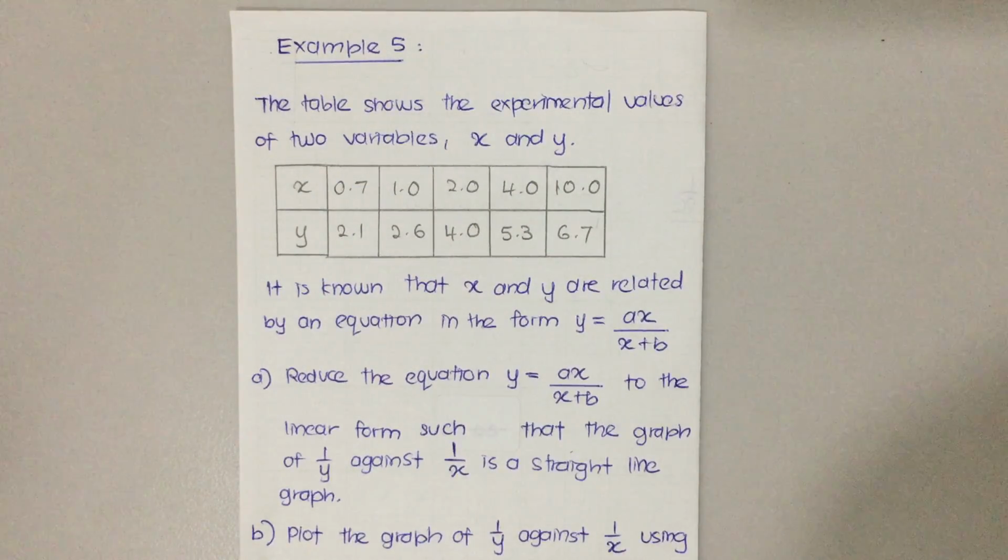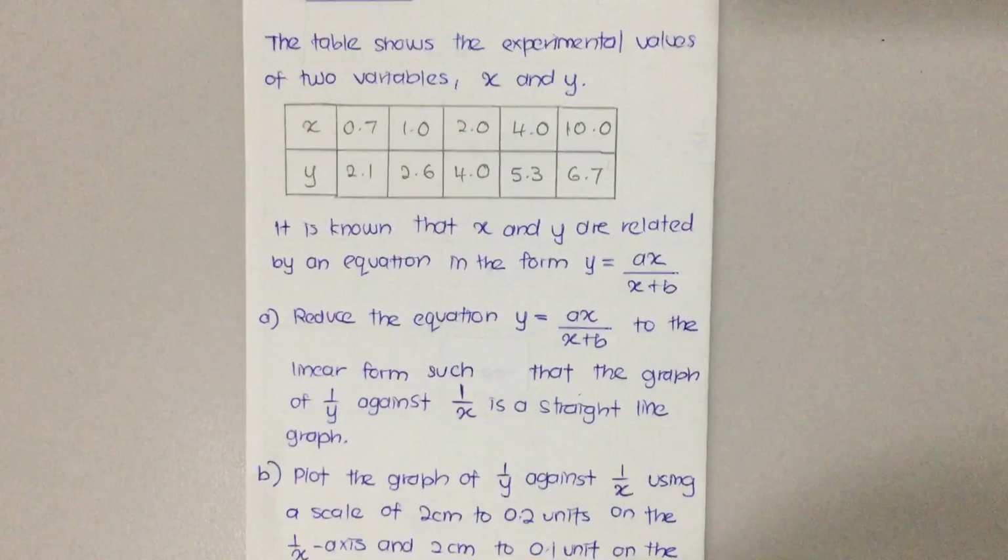Let us continue. It is known that x and y are related by an equation in the form y equals ax divided by x plus b. The question asks to reduce the equation y equals ax divided by x plus b to the linear form such that the graph of 1 over y against 1 over x is a straight line graph.